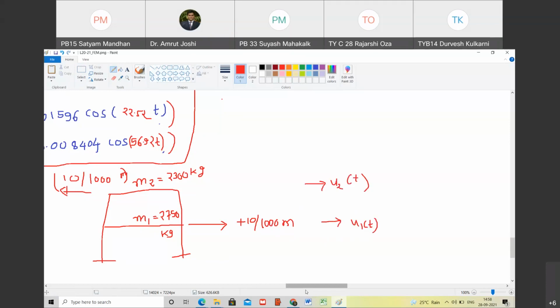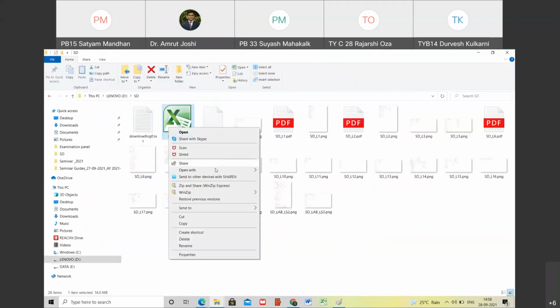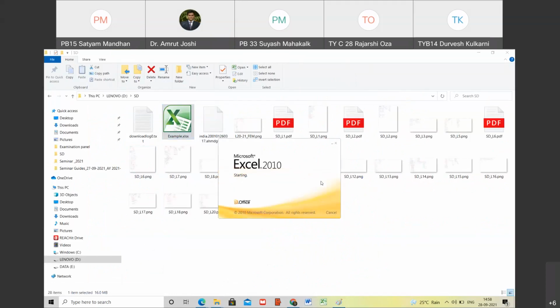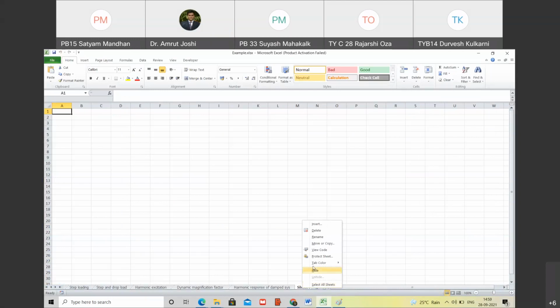For that U1 of t and U2 of t, these are the expressions. Happy? Yes, sir. So let us plot those expressions. Just give me a second. I hope you are able to see my screen. Yes, sir. So this is a 2 degree of freedom system. The example that we have taken.